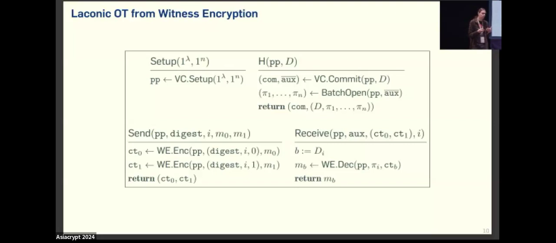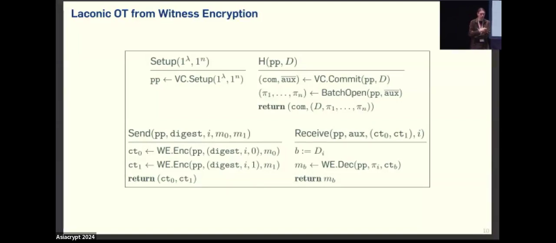And these are contradictory statements. Because the recipient should not be able to open the commitment to two different values at the same position, that would contradict the binding property of the commitment scheme, it should be impossible for the recipient to learn anything about one of the two messages. And on the receiver side, the receiver checks in his database what his bit is and decrypts the corresponding ciphertext and thus learns the message MB. Yeah, so this is the laconic OT.